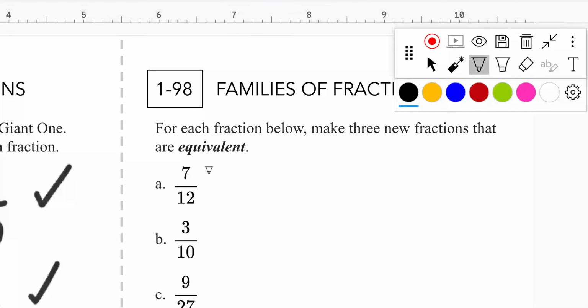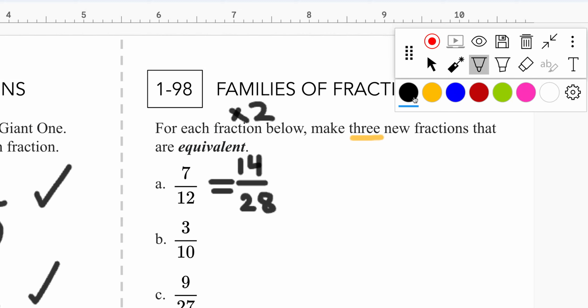For example, if we multiply, I'll do the first one times 2. If we multiply the numerator and denominator times 2, we're going to get 14 over 28. If you wrote that one down, good. If you didn't, please write this one down too, because this question asks us to write down 3 new fractions that are equivalent, okay? So that's one.